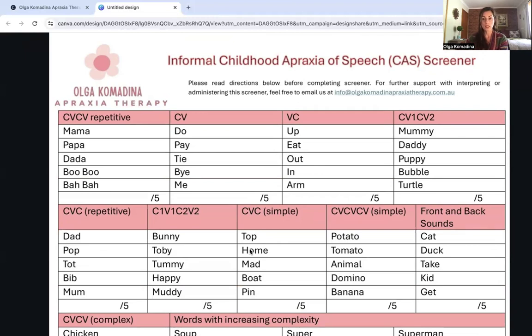So my mission is just to get the word out there, have people know what childhood apraxia of speech is, with my number one target being speech pathologists, so that every single speech pathologist, at least in Australia, is going to know what childhood apraxia of speech sounds like. So let's keep connecting, let's keep learning.